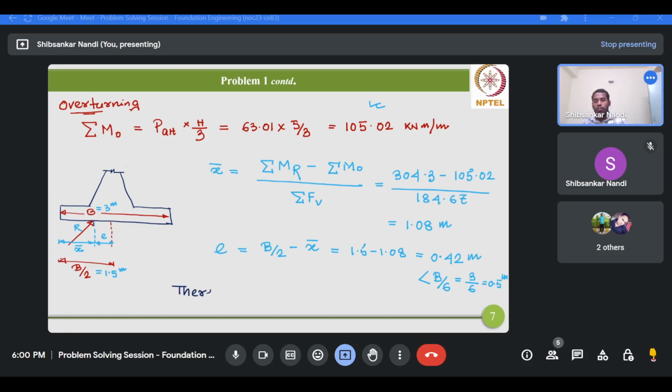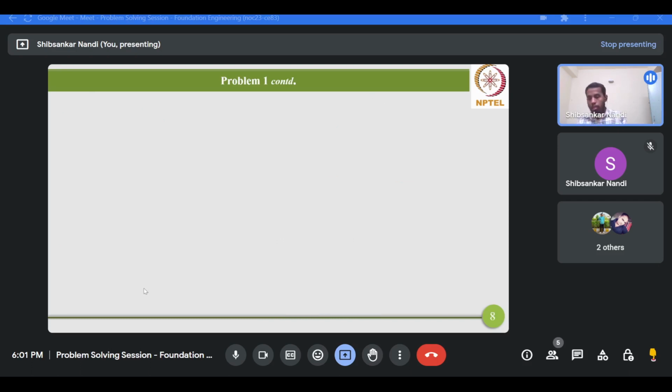There is no tension at the base of the wall. Okay, so we have checked one condition, that is the no tension condition. There is no tension at the base of the wall. Now we'll proceed further. We'll check the overturning condition.